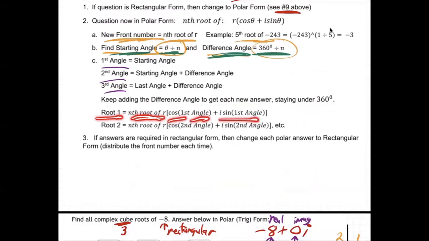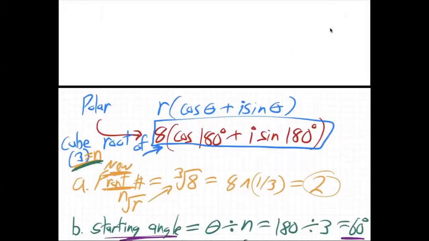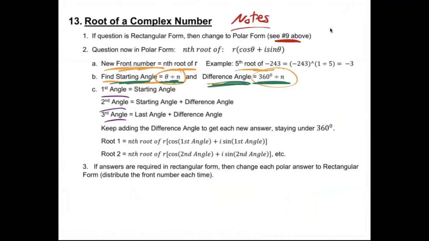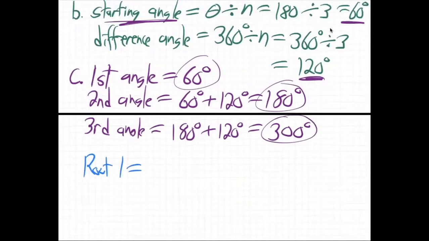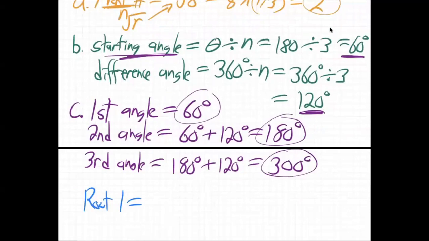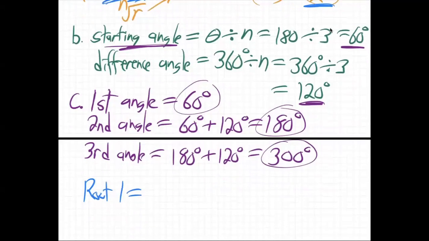Okay. And then root 1 is the nth root of r, the new front number, cosine first angle plus i sine first angle. Second one is same thing with second angle, etc. Root 1 equals the new front number. What's that? The new front number is 2. So it's 2 bracket cosine of the first angle plus i sine.